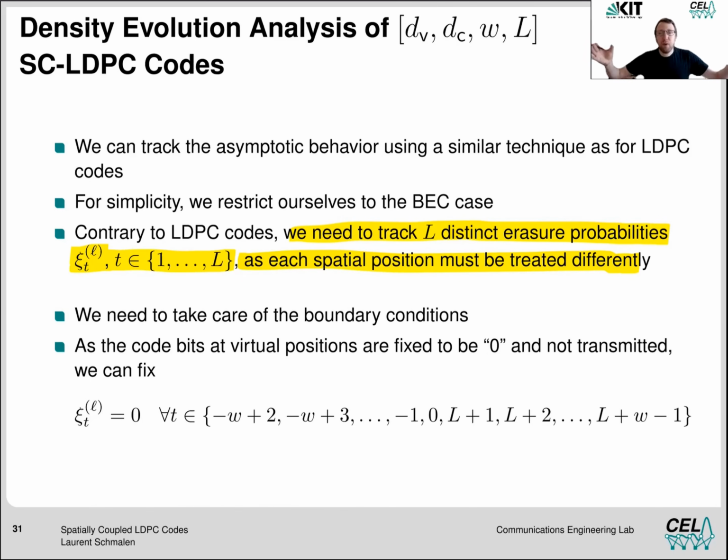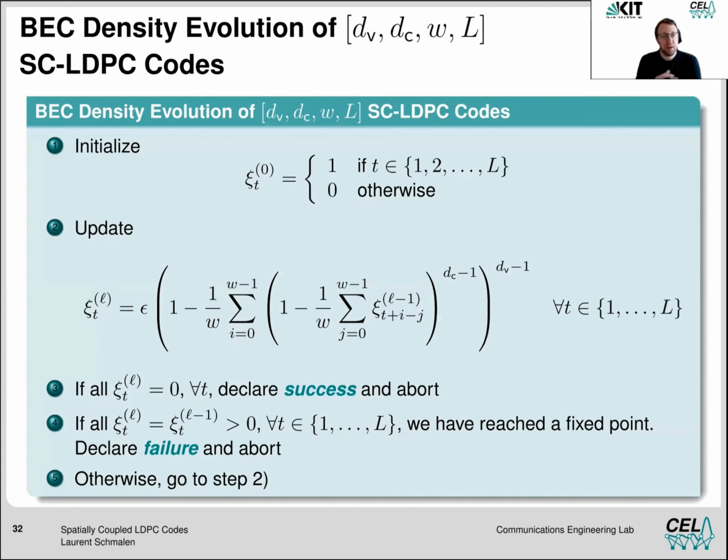At the boundaries, we fix our erasure probability to 0 because we don't transmit the virtual positions. And then we get a similar update equation that is shown on the slide here. So we first have a boundary condition, which means that on our spatial position, we start with erasure probability 1. We know nothing about the bits that we actually are interested in. And at the virtual position, we fix those to 0, so nothing is erased.